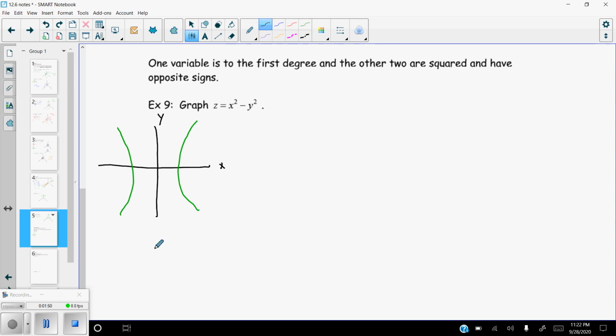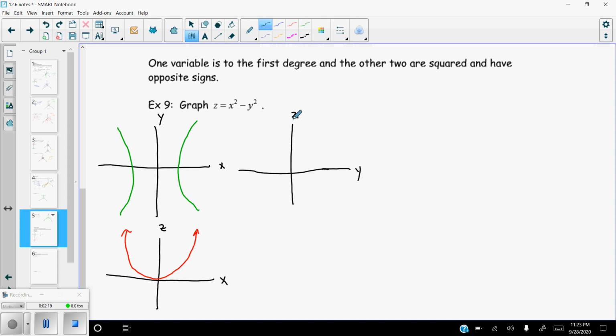Then you're going to have, let's just go with the xz plane. Well, basically eliminating the y there, z equals x squared is going to be a parabola which opens up on the z-axis. And then if you look finally at the yz plane, well, then getting rid of the x squared part, you're going to have z equals negative y squared. Well, that's just a parabola that opens down. It's going to look something like this.